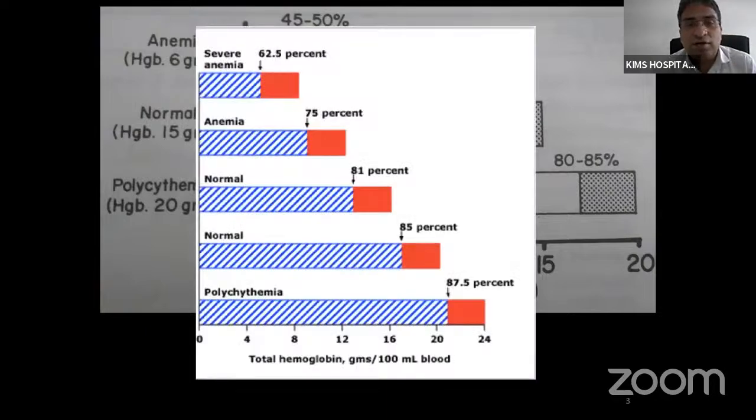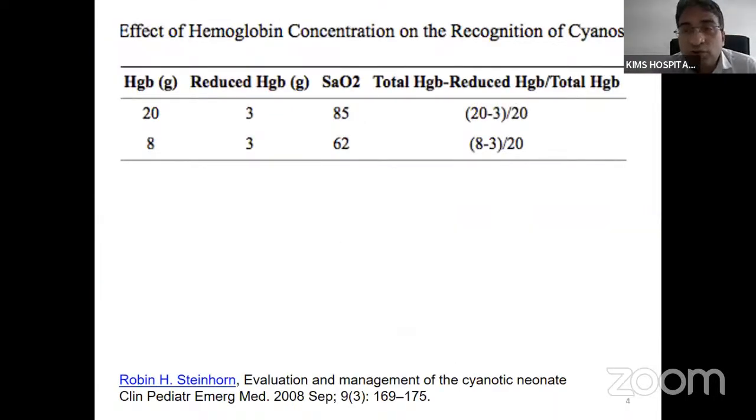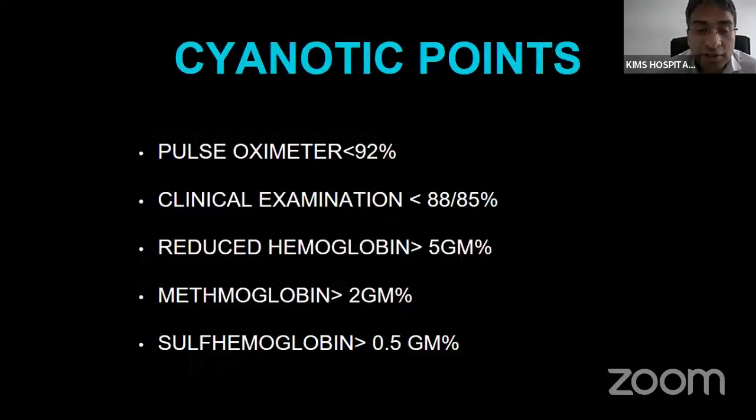You can see severe anemia, normal, polycythemia: total hemoglobin, how much is there and how much is reduced. To get 3 gram percent, it is very easy in the presence of polycythemia. That's why in polycythemia the cyanosis appears early, while in anemia the cyanosis will be masked. Even in the presence of severe cyanosis, we will not be able to see it.